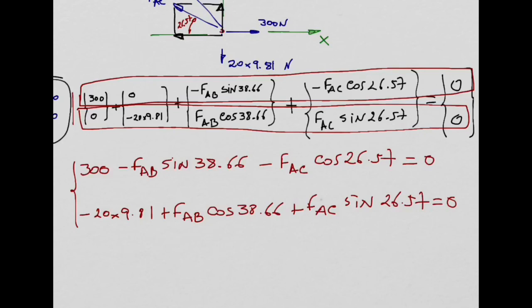Right. So basically, if you look carefully, we have two equations for two unknowns, which are FAB and FAC, the forces in the cables AC and AB. So I just solve this system of equations and get the answer for our question, all right?